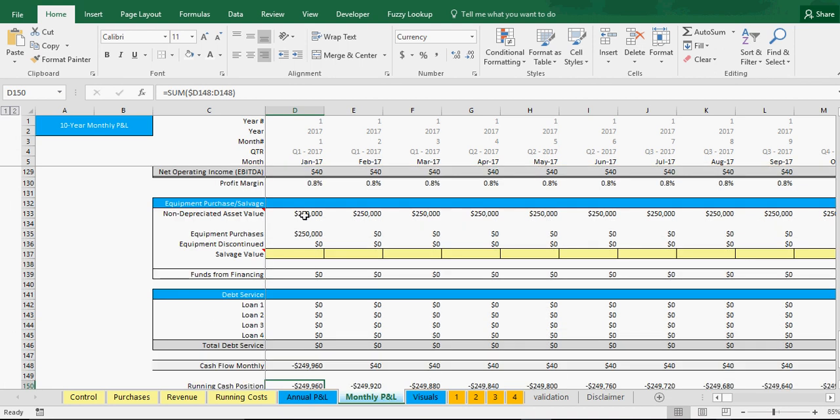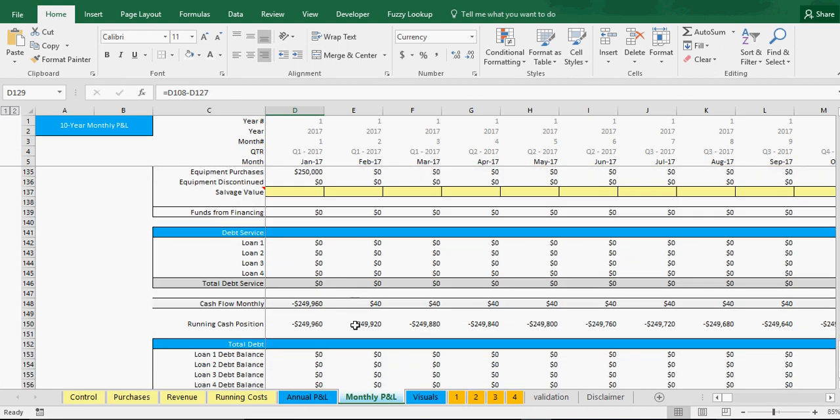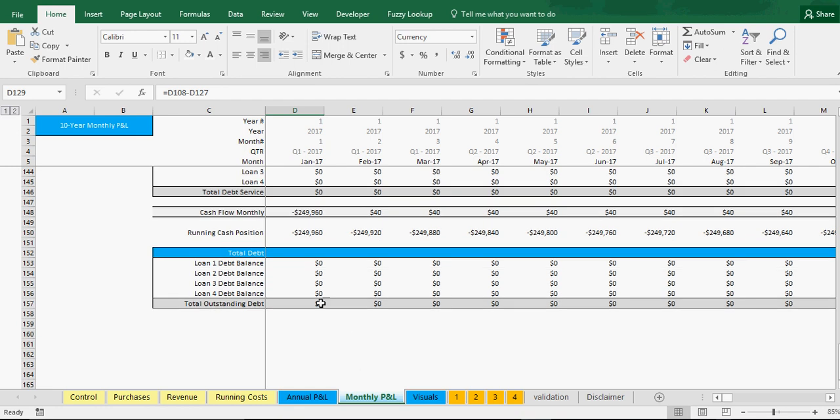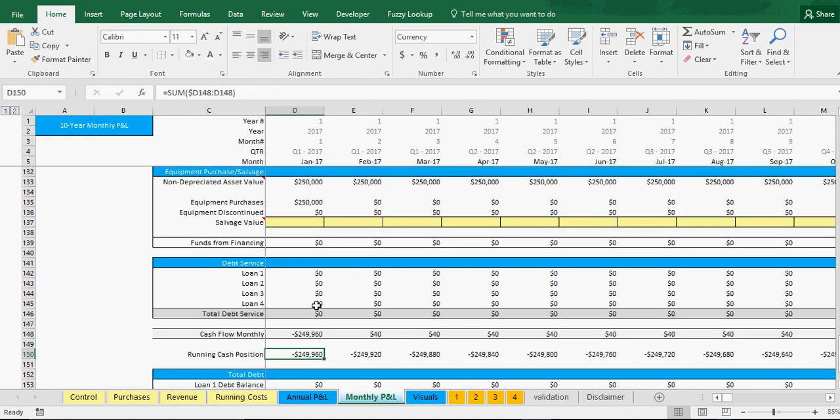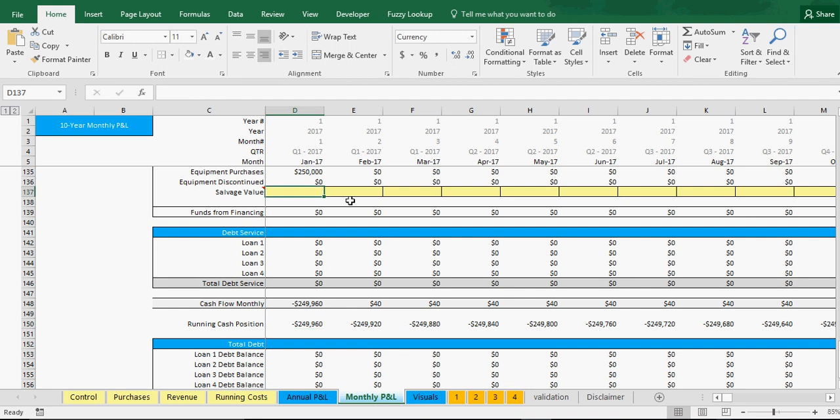249,960 because you got $40 of income in the first month. So it's saying either one way or the other, you've got to either finance 250,000 or you've got to put it out of pocket. Now, if you do put it out of pocket, you could use the salvage manual input to put that there. So let's say we did put 250,000.